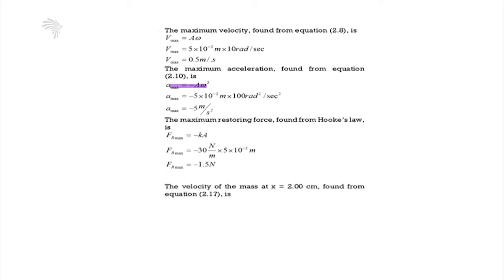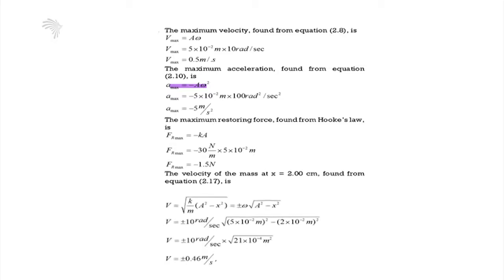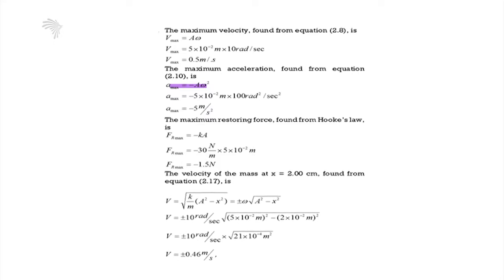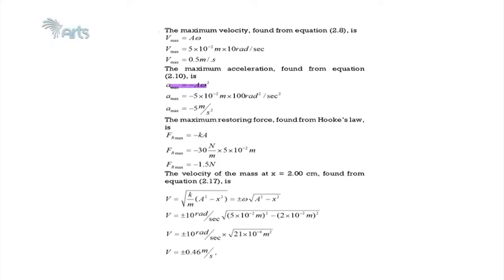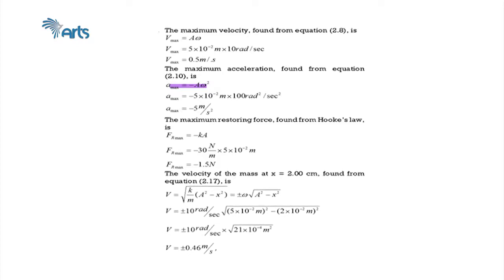The velocity of the mass at x equal to 2 cm can be found from the expression V is equal to plus or minus omega times the square root of A square minus x square. This is equal to 10 rad per second times the radical of 5 times 10 to the power of minus 2 meter squared minus 2 times 10 to the power of minus 2 meter squared, which finally gives us a value of V equal to plus or minus 0.46 meter per second, where V is positive when moving to the right and negative when moving to the left.